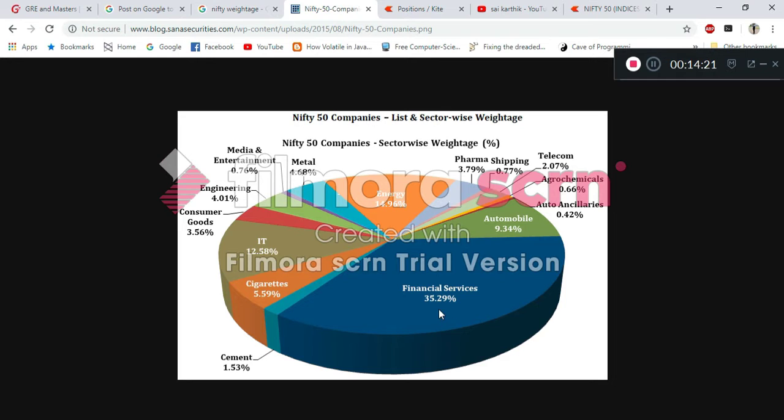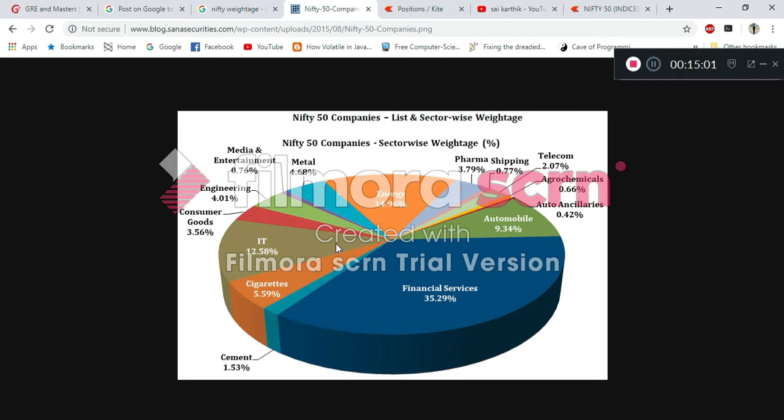And if you see, this is the percentage, right? This is the weightage. What is happening here is the Nifty is divided into sectors, so it has to give an overall view of the economy. Depending on how much of the economy is occupied by which sector, this weightage will be given. Financial services has been given the highest weightage, followed by energy, followed by automobile, cigarettes and so on. Okay.